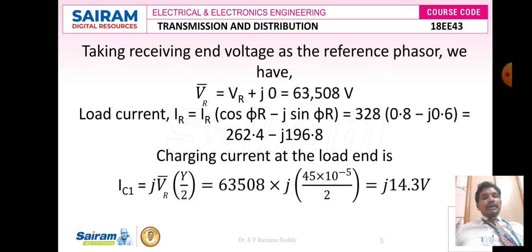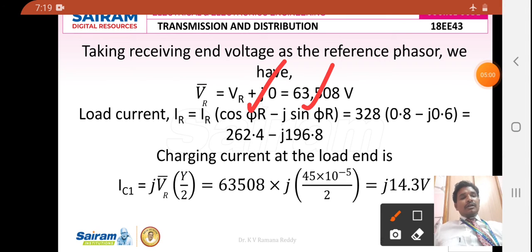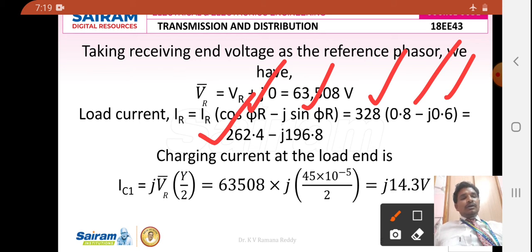Similarly, the load current IR is equal to IR at an angle of minus phi r, that is e power minus j phi r. Expanding Euler's identity, e power minus j theta is cos theta minus j sin theta, so here I got cos phi r minus j sin phi r. IR is 328, and I substitute cos phi r as 0.8 and sin phi r as 0.6. Multiplying 328 into 0.8, we get 262.4, and 328 into 0.6 gives minus j 196.8 amperes. This is the load current, IR.